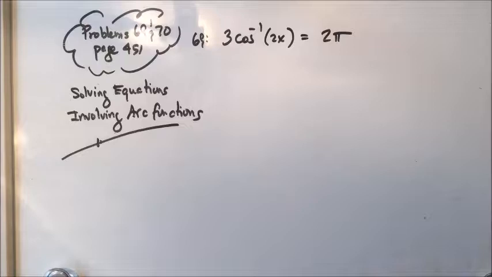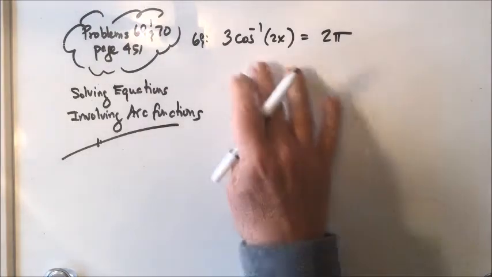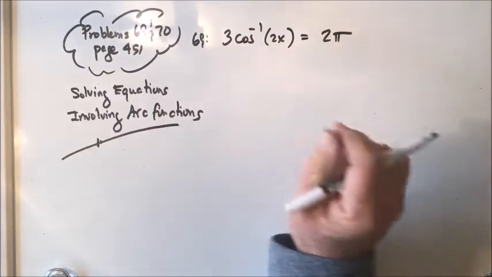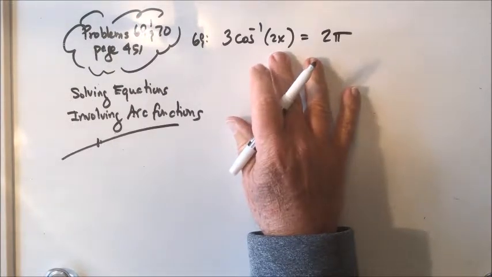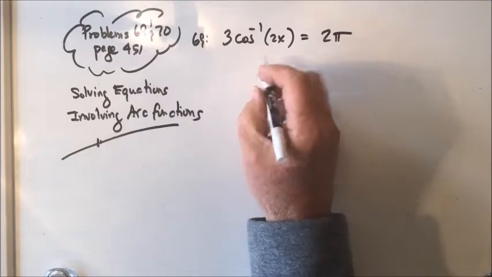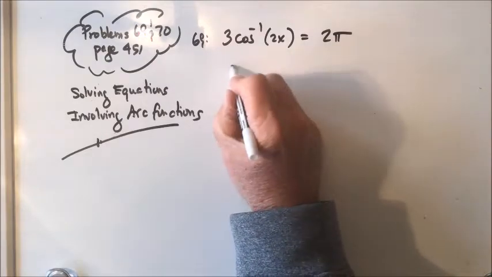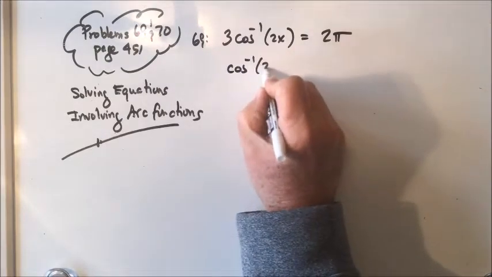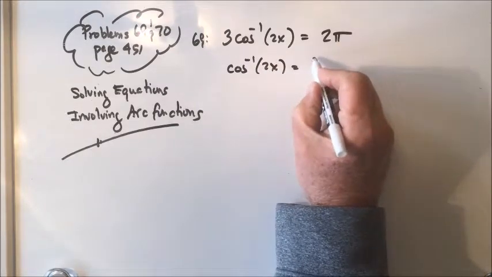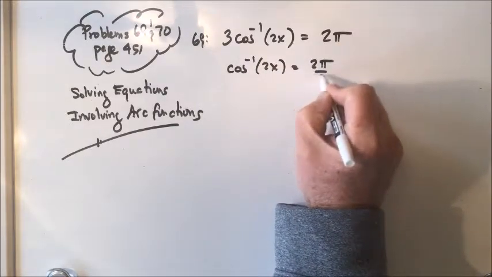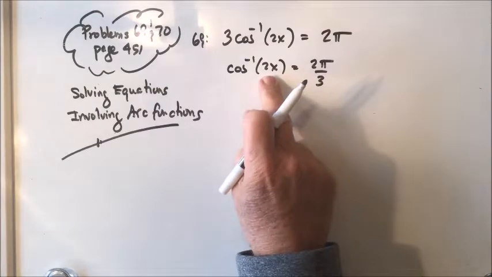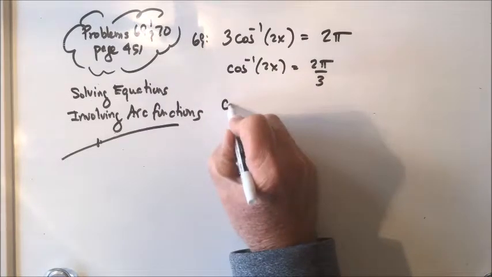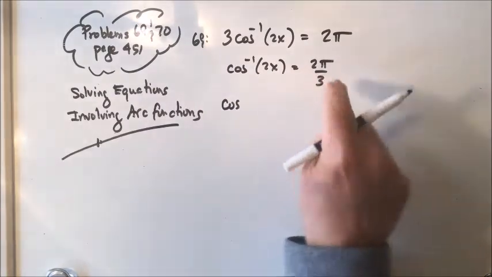So here's 69. It's an equation with an arc function, an inverse cosine, and we're asked to find x. So let's just proceed and isolate x. I'm going to start by dividing both sides by 3, and that equals 2 pi over 3. And then in order to extract x, I'm going to use the cosine. I'm essentially going to take the cosine of both sides.